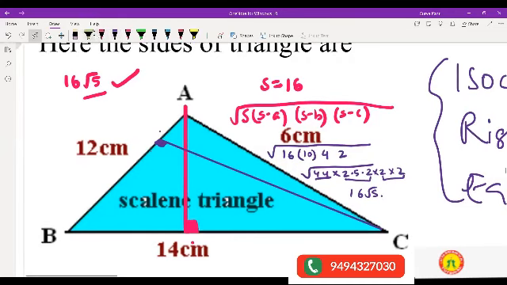Just try once, think about this. What can be done? Only I'm asking AD. If AD is the height of this, think for 1 minute and just tell. If you're not getting, then tell me, I don't know. Then I'll just explain to you.